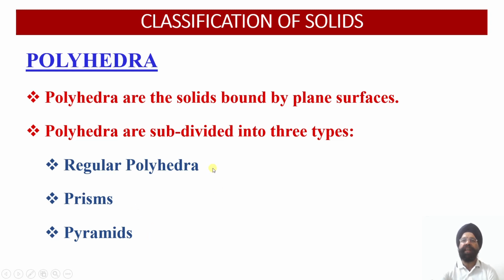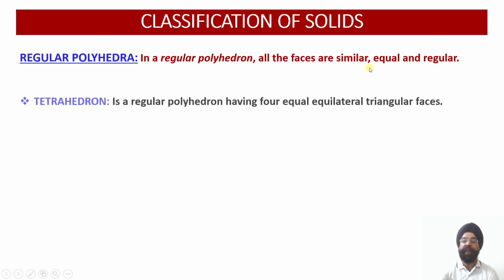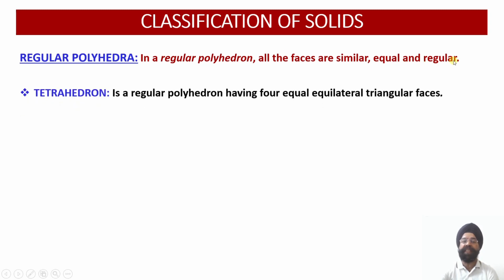Now the regular polyhedra, as the name suggests, regular, means that the solid is bound by different plane surfaces, and all its faces are similar, equal and regular. So we can define regular polyhedra as the solids which are bound by similar, equal and regular plane surfaces. Those solids will be termed under the category of regular polyhedra.